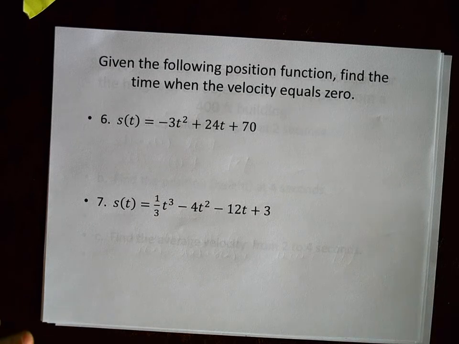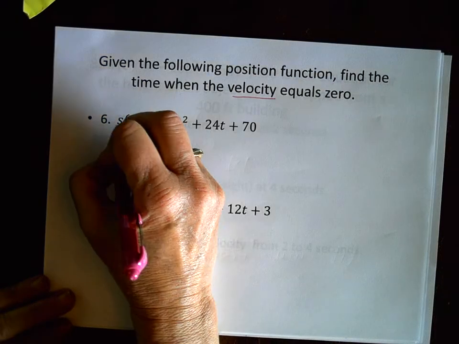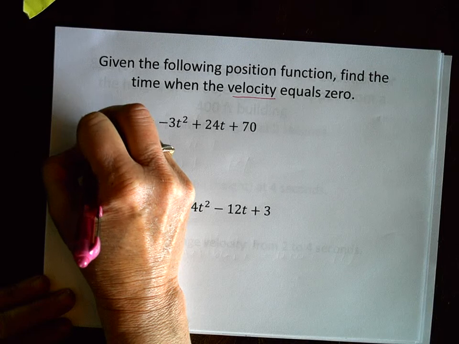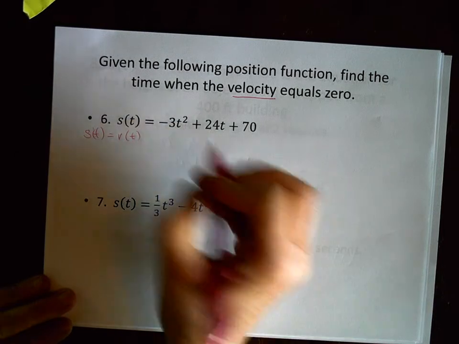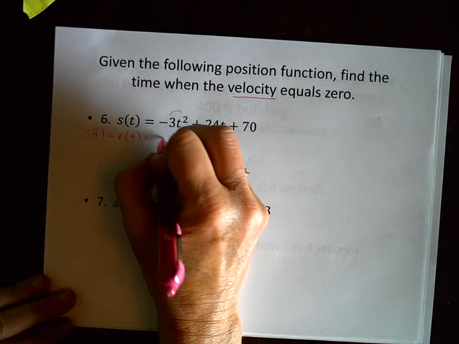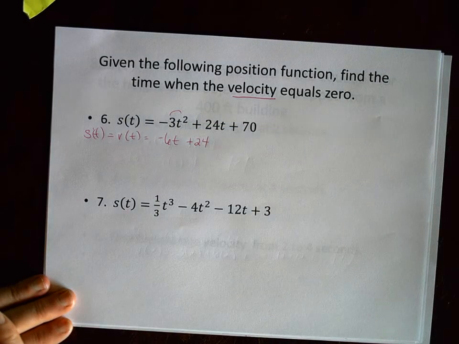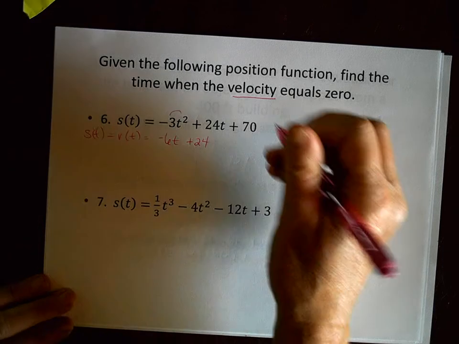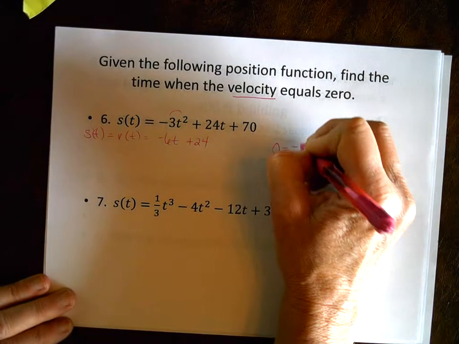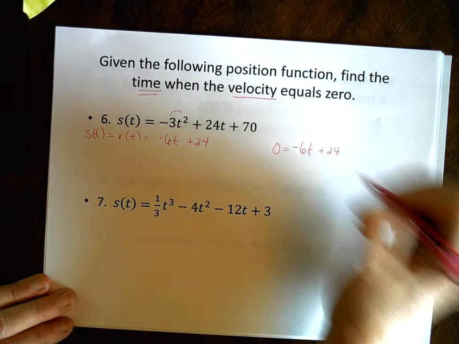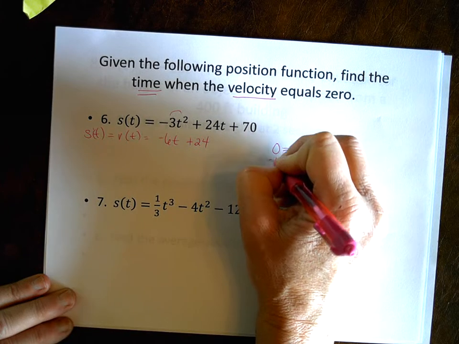So what we're going to do is, it's velocity. So we're going to find the velocity function. Again, that is also the derivative. Power rule, negative 6t plus 24. And now we're not going to put a time in. We want this to equal 0, so we're going to set that equal to 0. And we're trying to find time, so we're trying to solve for t. Be very conscious of what you're trying to solve for.